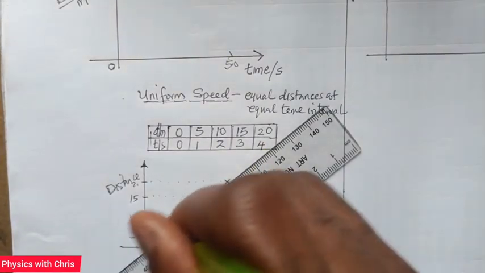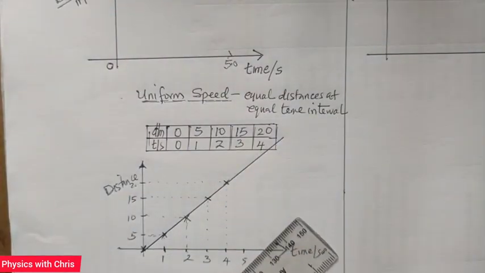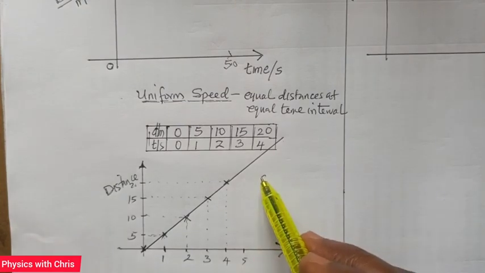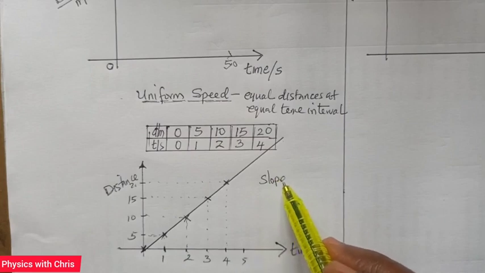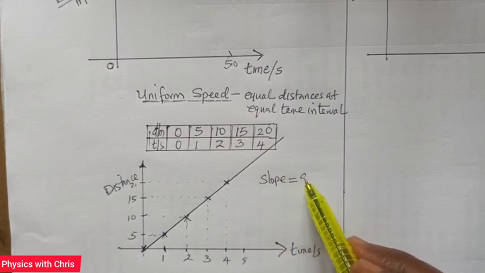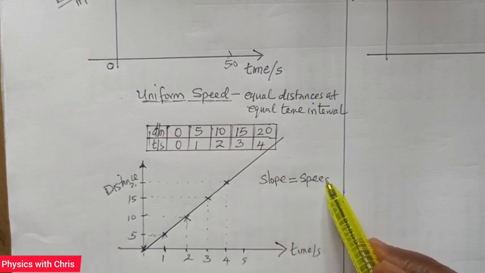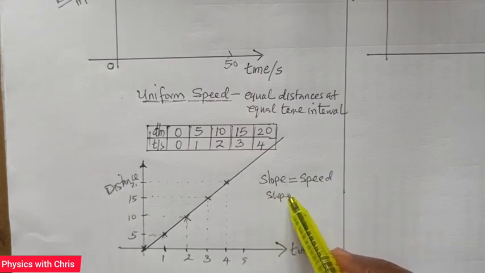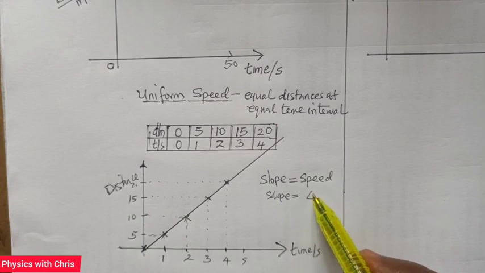It's going to give me a straight line graph that actually starts from 0. So when you have a linear graph of distance against time, we can see that the slope of this graph, or gradient, is speed. The slope of the graph represents speed, and the slope of the graph is defined as the change in the vertical variable, which is the distance, over the change in time. This is how we define the slope.